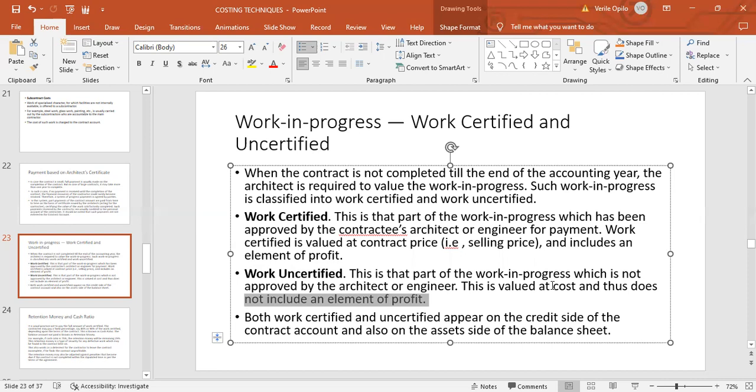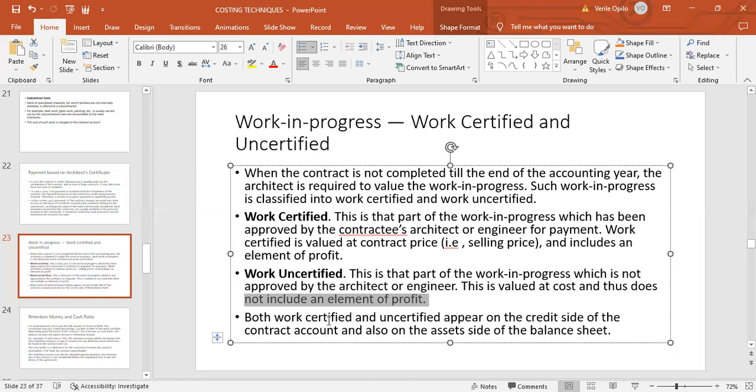So this work certified is going to appear on the credit side of the contract account. On the credit side of the contract account, the business is going to show the work certified and the work uncertified. And then also, when the company is preparing their statement of financial position, or what we call the balance sheet, they're also going to include that element as well.